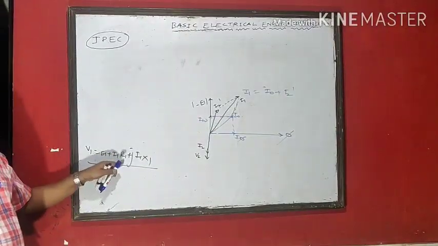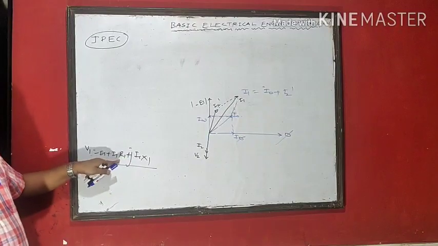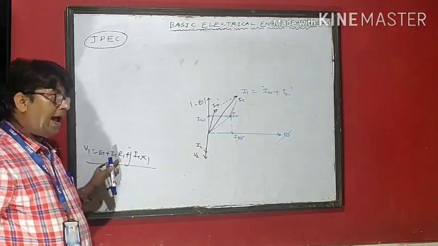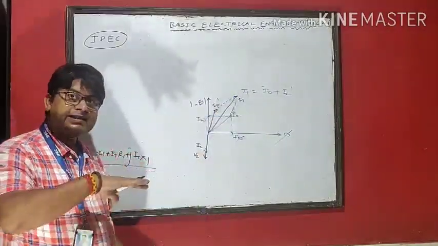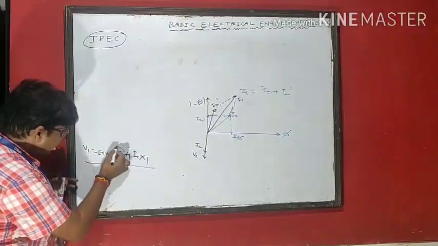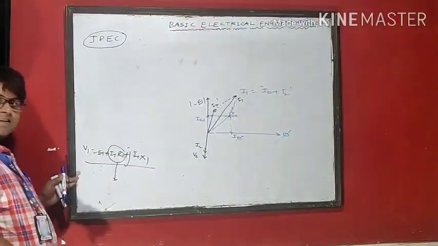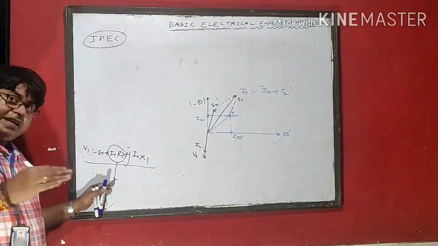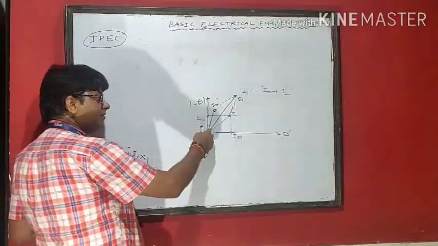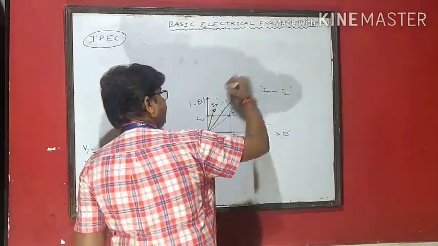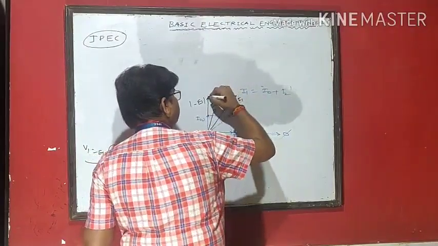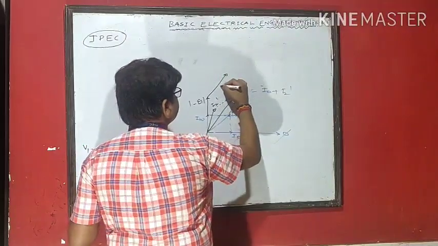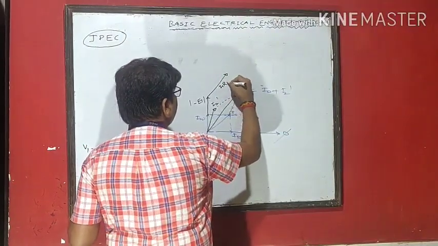Second, what is the I1 R1? I1 R1 is the voltage across resistance, and the current I1 is in the same phase. This is your voltage drop across resistance. In case of resistance, voltage and current are in the same phase. So same phase means parallel to this I1. So this is your I1 R1.